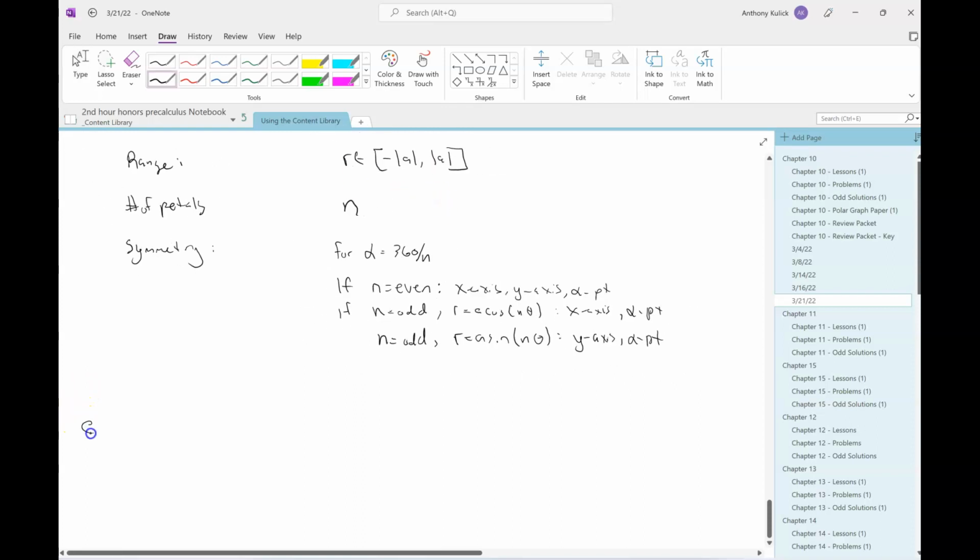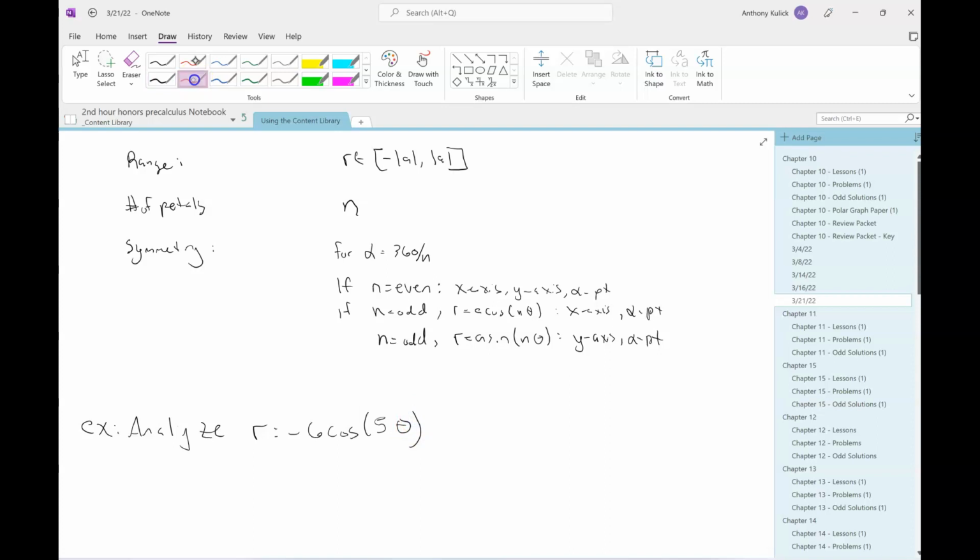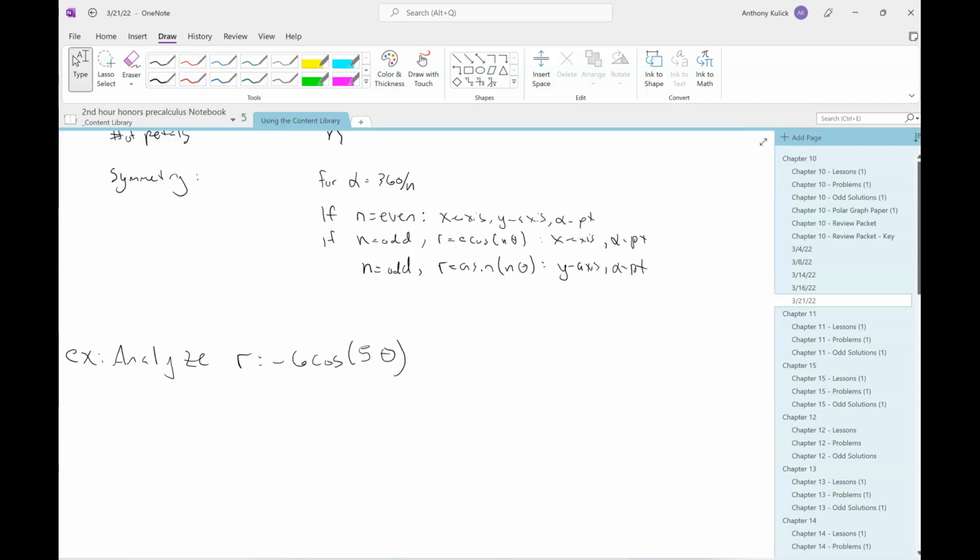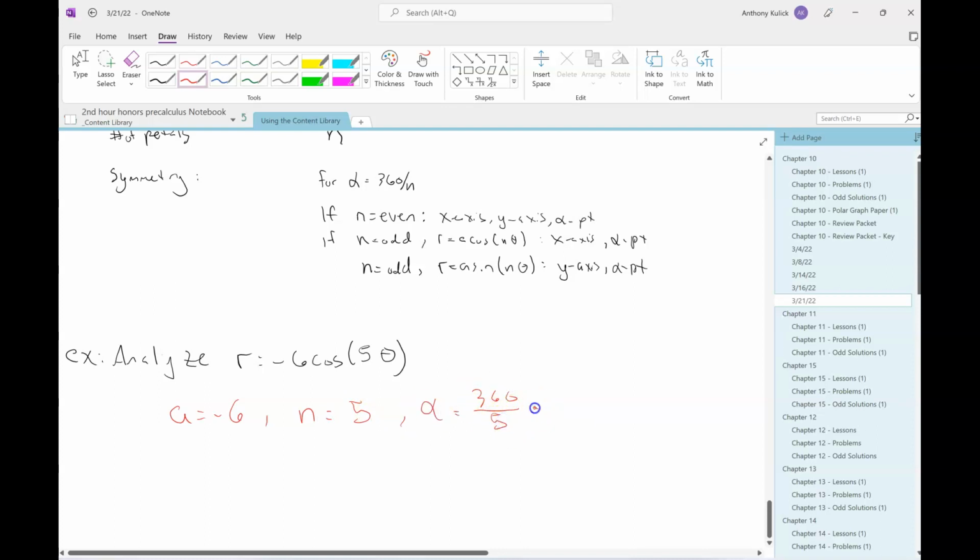Okay, so let's say that we asked you to analyze r equals negative 6 cosine 5 theta. Well, here my a is negative 6, and my n is 5, and my alpha would be 360 divided by 5, which is 72.